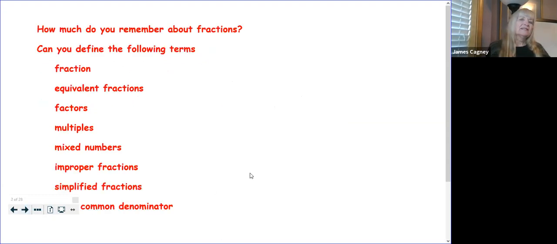Here's a list of things that I want to know what you remember about fractions. So if you could write these down, and I want you to try and define these terms. I did these when I was doing this, and I actually struggled to get real formal definitions of some of them. I just want to know, do you know what a fraction is? Do you know what equivalent fractions are? How about factors, multiples, mixed numbers, improper fractions, simplified fractions, and common denominators? So pause the video, write down the definitions of these, and then when you're ready, you can check and see how well you did. I'm going to scatter them throughout here, so they're not just going to be all in a row.